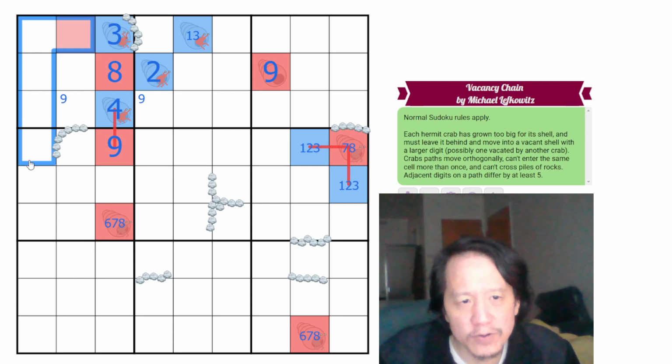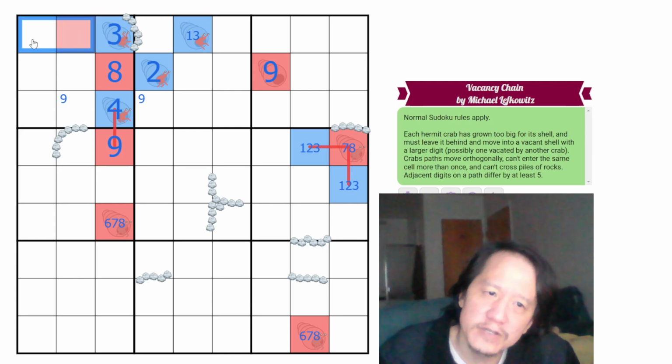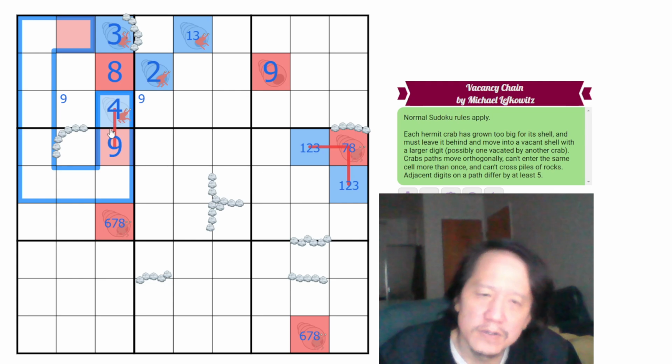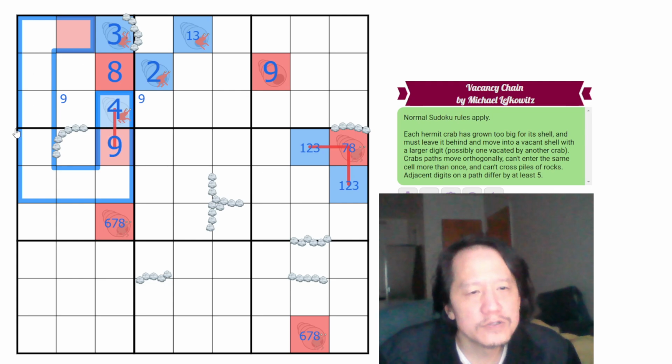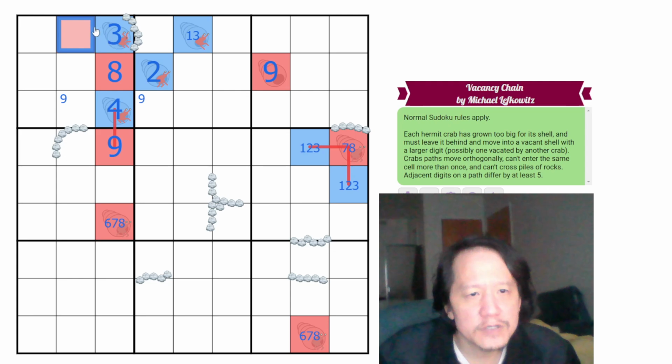Can it ever go that way? I don't think so. It could go this way. That's possible. Maybe. This would be 1 and 2. This would have to be 7. This would be 9. So say it tried going this way.